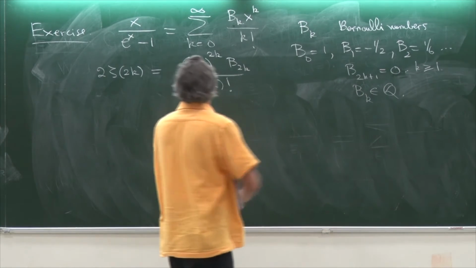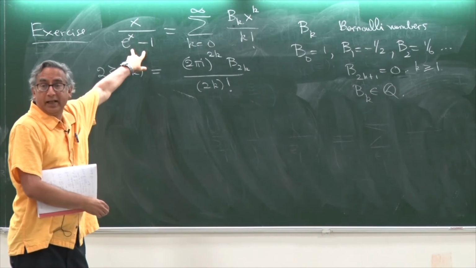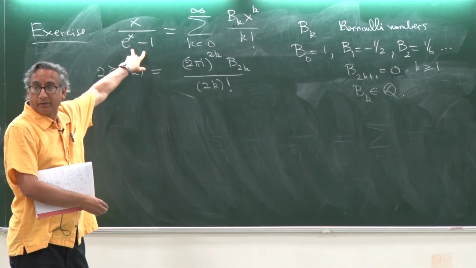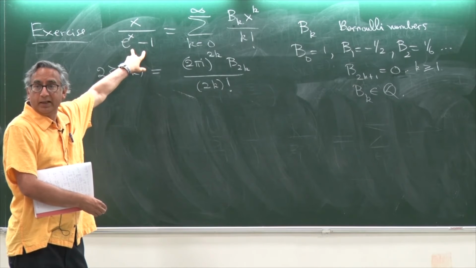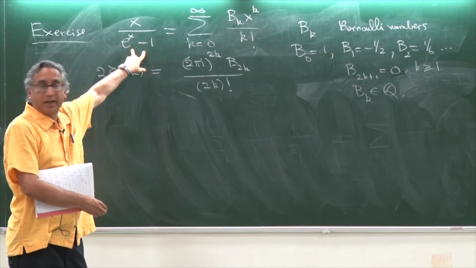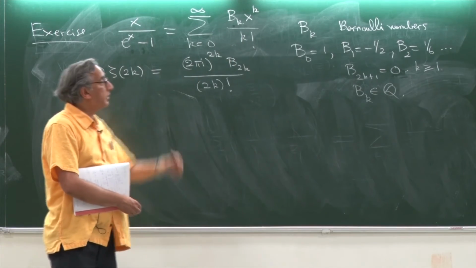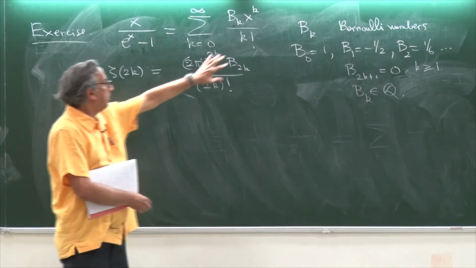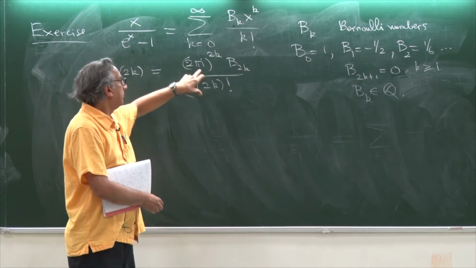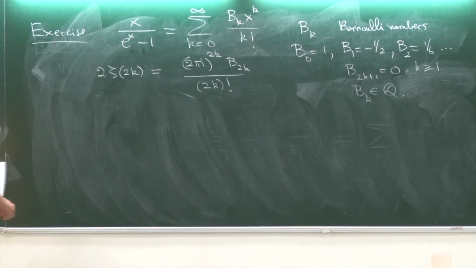That's clear from the expansion of e to the x, right? e to the x is a Taylor series with rational coefficients. And so if I do the long division, you're going to get rational numbers as coefficients. So these are rational numbers. This is a rational number. So essentially it's telling you that zeta 2k is a power of pi to the 2k times a rational number.